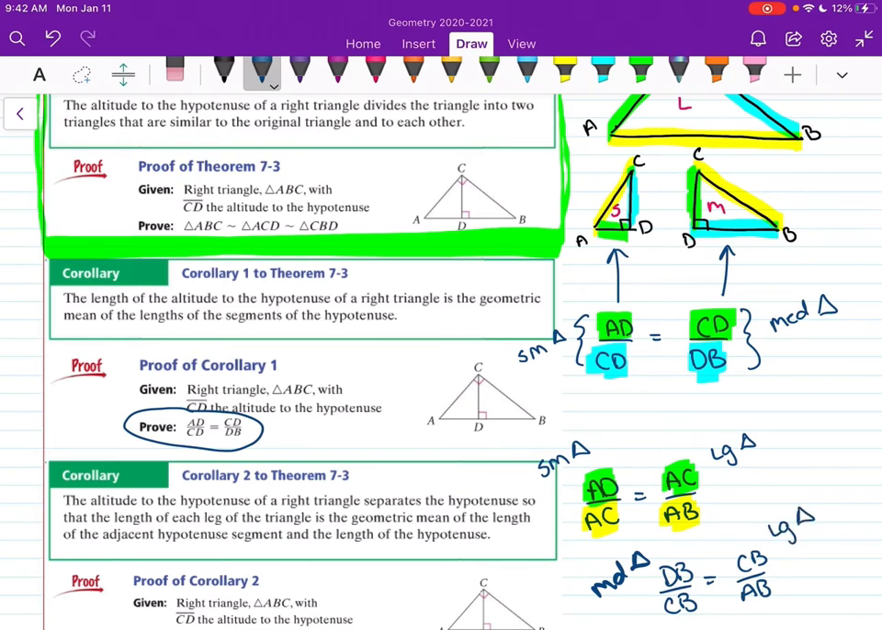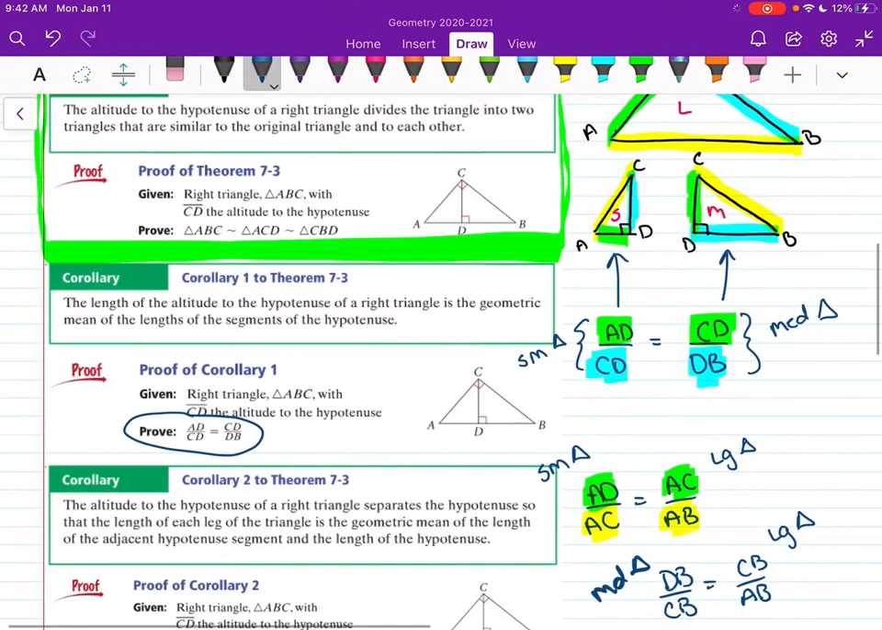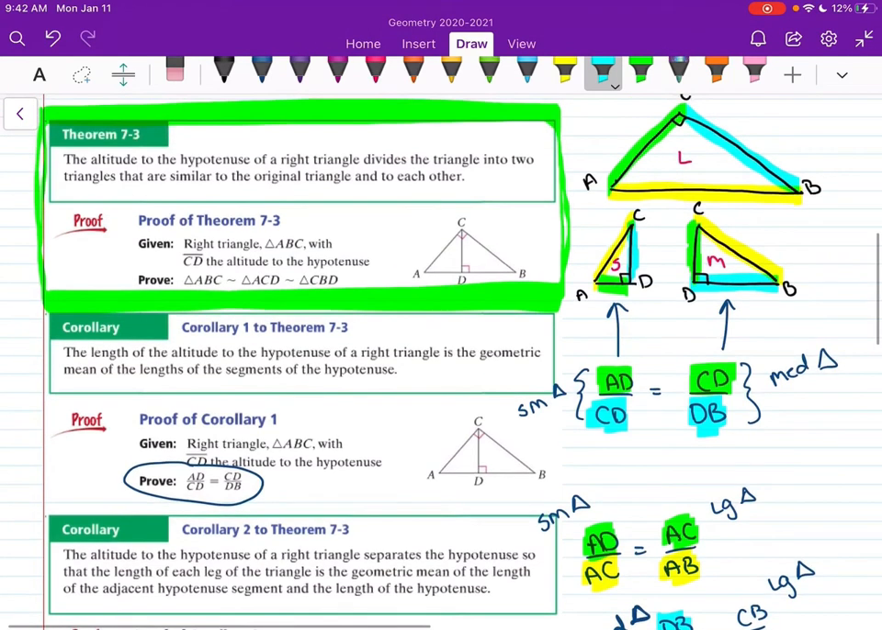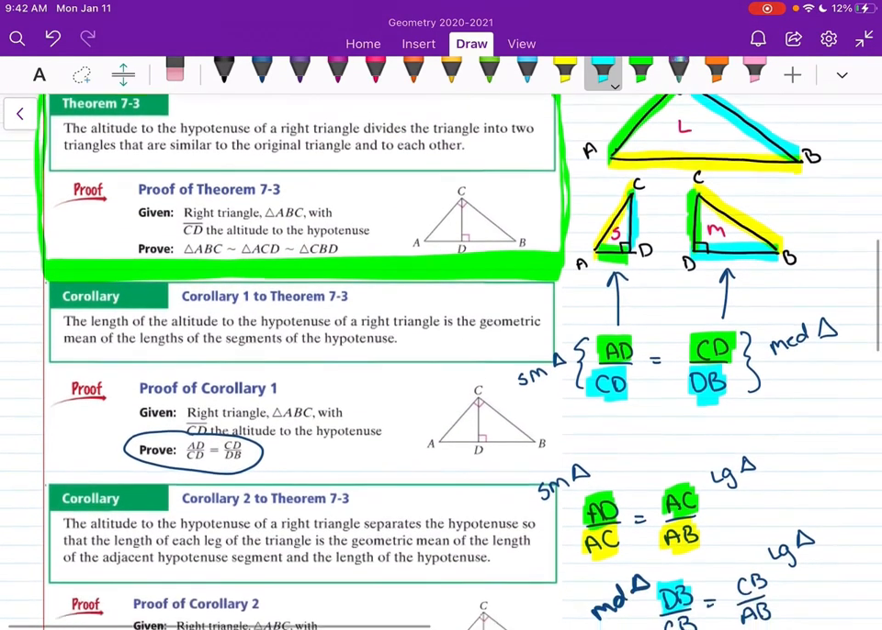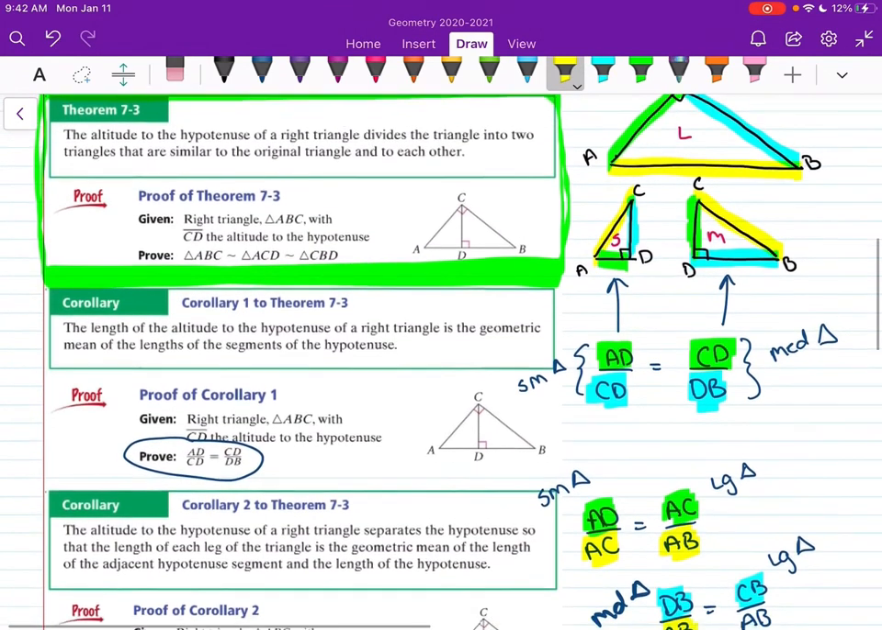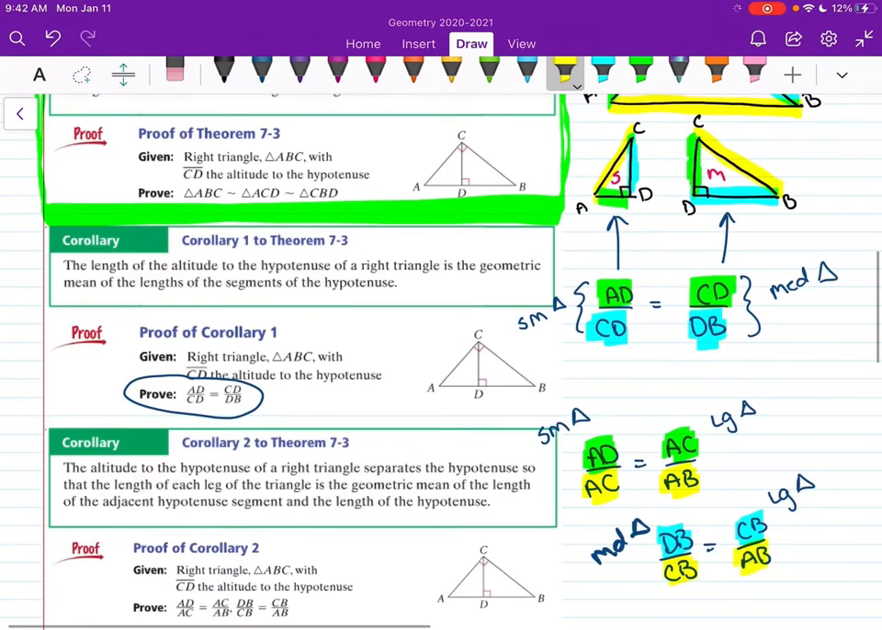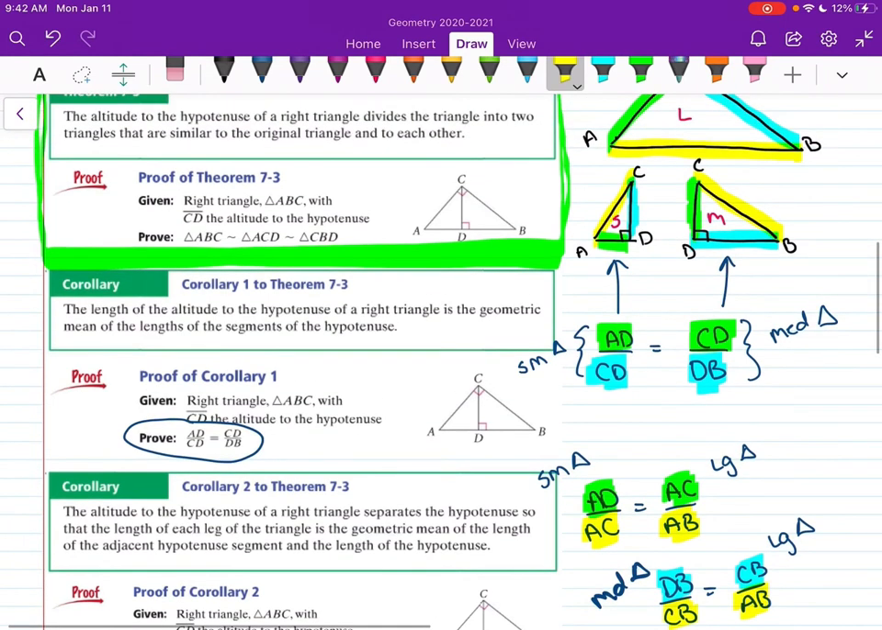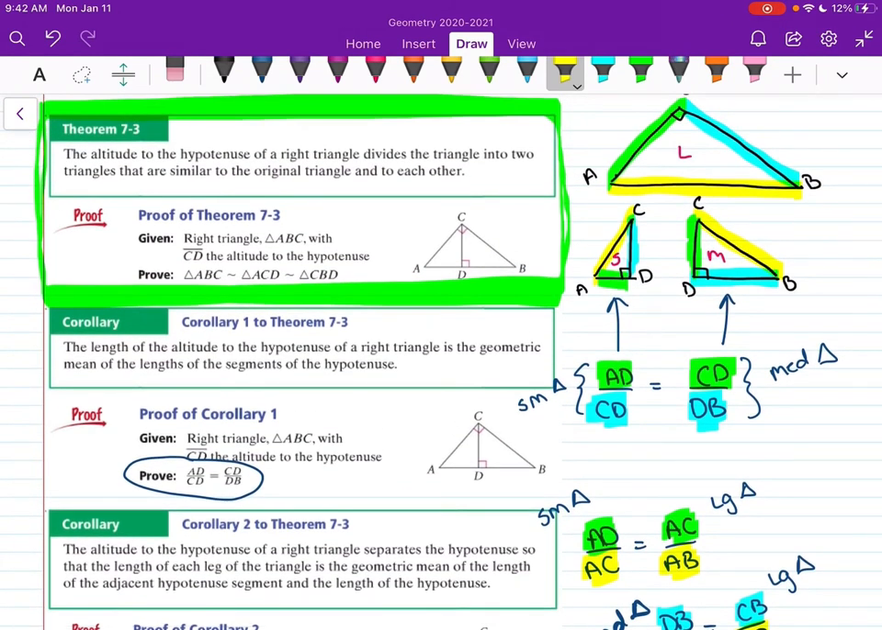So let's look at this. DB is the long leg, and that's in blue on the medium triangle, and CB is the long leg on the large triangle, which is also in blue. And then CB on the medium triangle is the hypotenuse, and AB on the large triangle is also the hypotenuse in yellow. Okay, so all we're doing here is recognizing that I have three similar triangles, and I can use that to set up proportions.